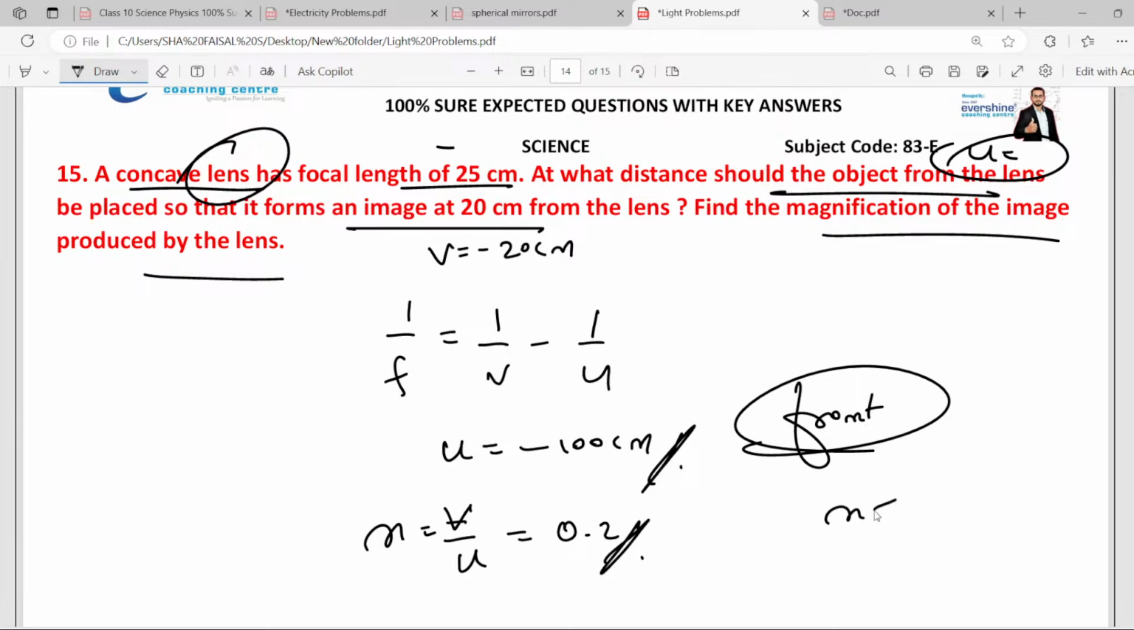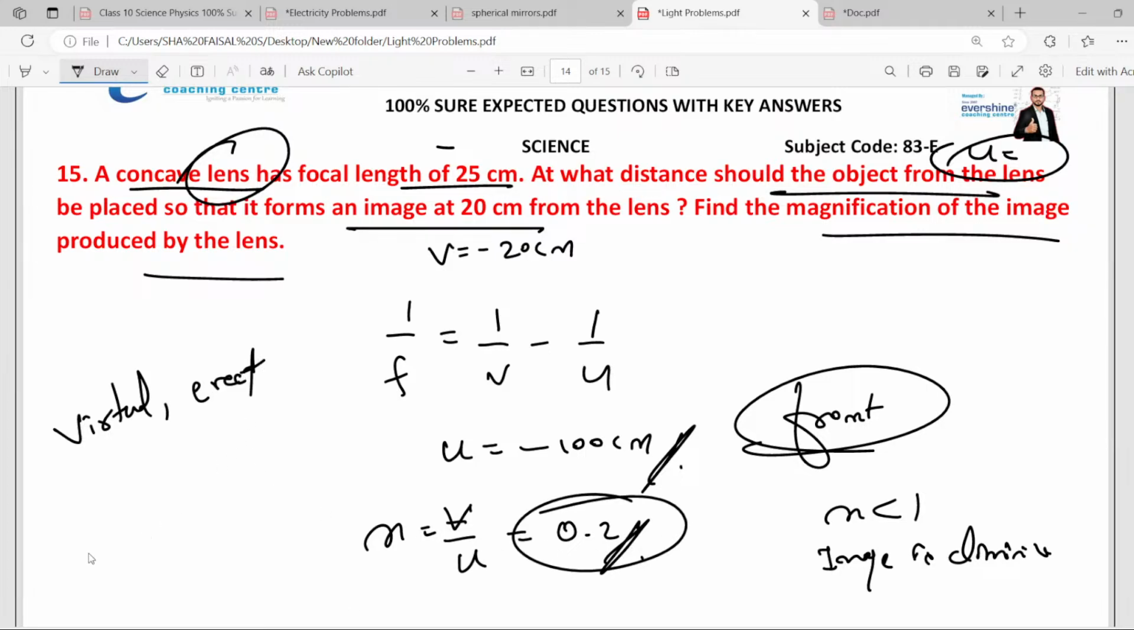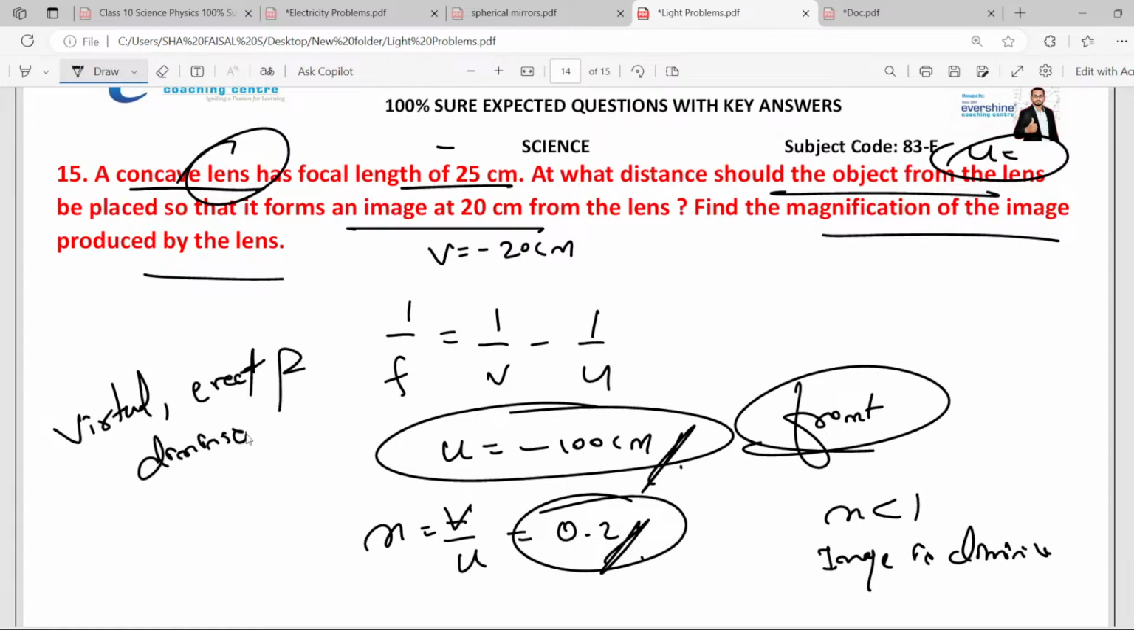So here also you can say m is less than 1. Since m is less than 1, so image is diminished. So the final answer is image is virtual, erect, since m is positive, so it is erect. Virtual, because v is negative, and diminished. Why it is diminished? Because m value is less than 1.